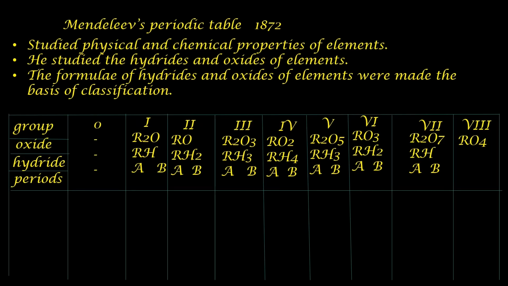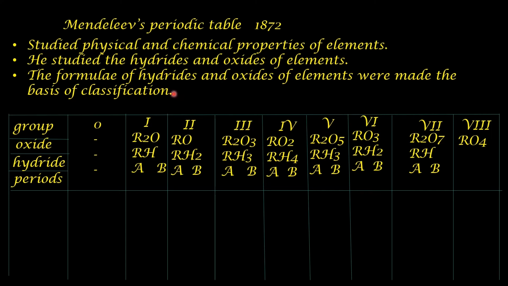In this video, we will discuss one more such earlier attempt which gained more attention and popularity. In 1872, Mendeleev put forward a more comprehensive classification. This was known as Mendeleev periodic table. He studied the physical and chemical properties of elements. He studied the chemical properties of elements by studying nature of hydrides and oxides of these elements. The formula of hydrides and oxides of elements were made the basis of classification. About 63 elements were known at that time.